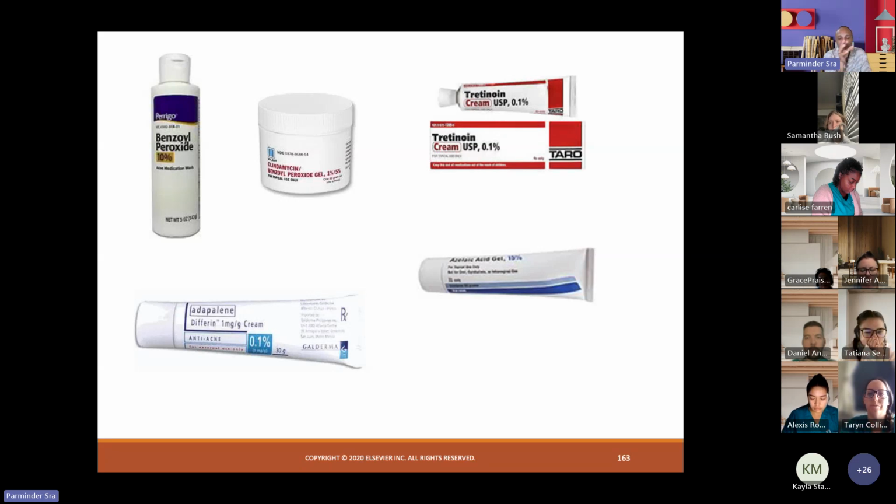Another point, it's related to that pregnancy. They need to perform pregnancy testing, but also need to make sure that they use 2 forms of contraception while they're on this medication. Okay, the reason, it's teratogenic, pregnancy category X. Okay, everybody clear about that? Any question?